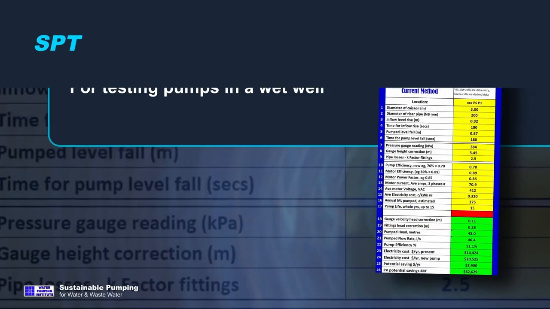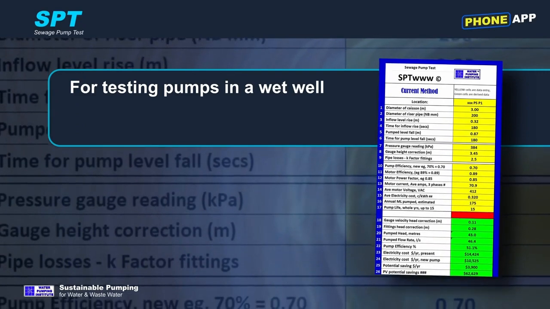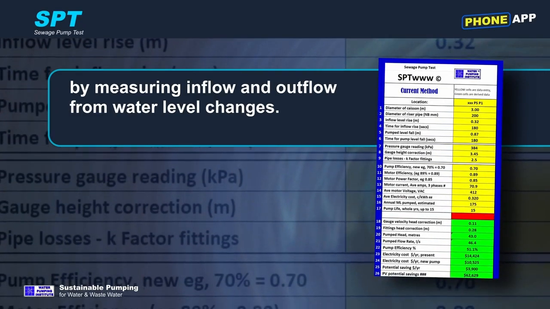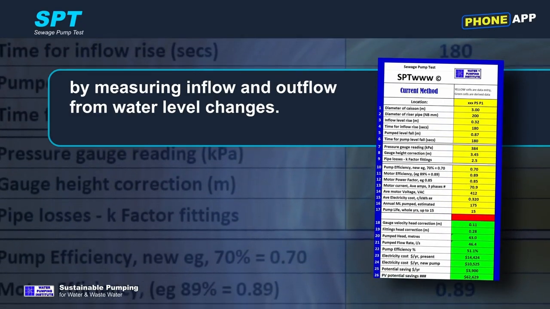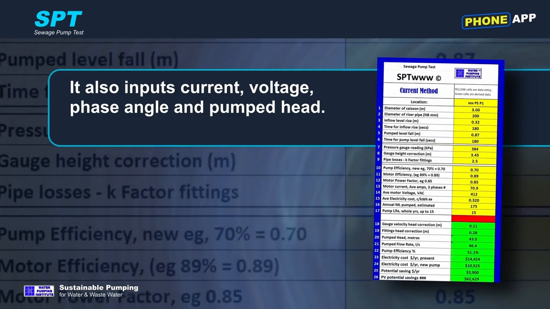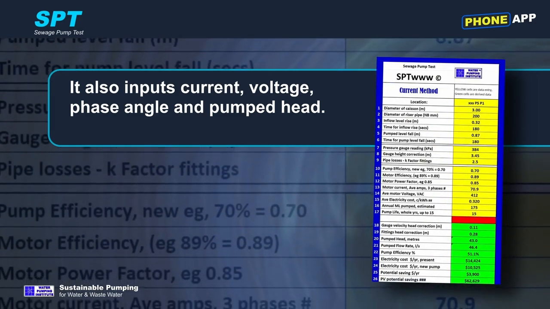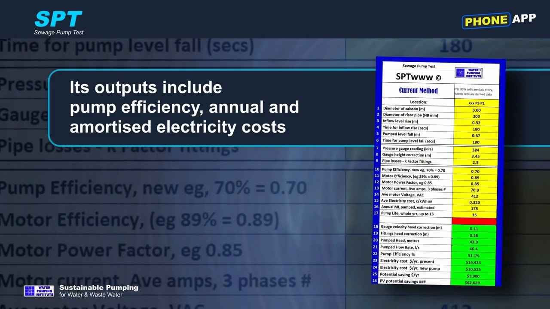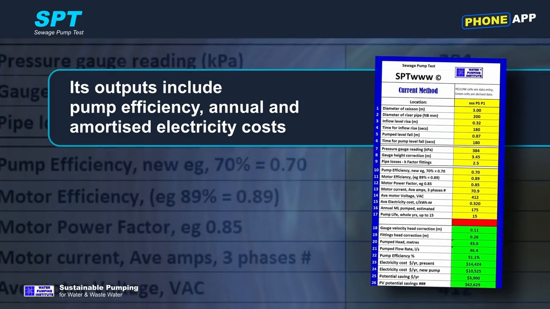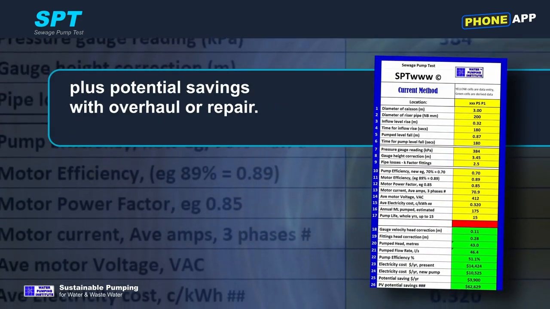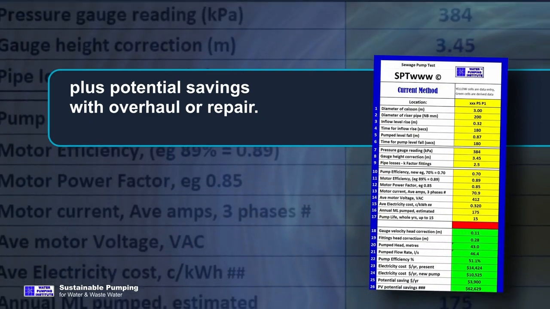The Sewage Pump Test app is for testing pumps in a wet well by measuring inflow and outflow from water level changes. It also inputs current, voltage, phase angle and pumped head. Its outputs include pump efficiency, annual and amortised electricity costs, plus potential savings with overhaul or repair.